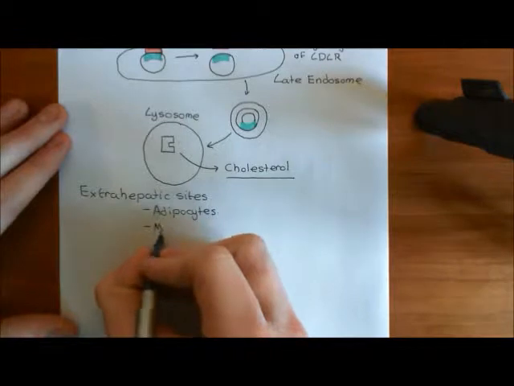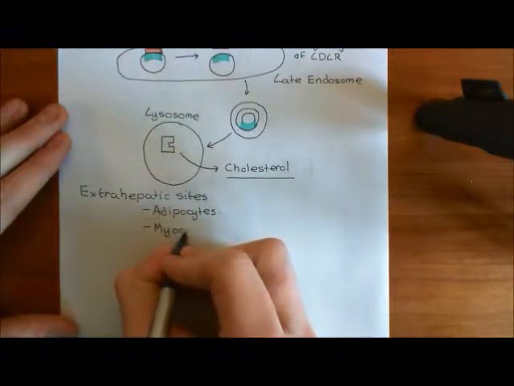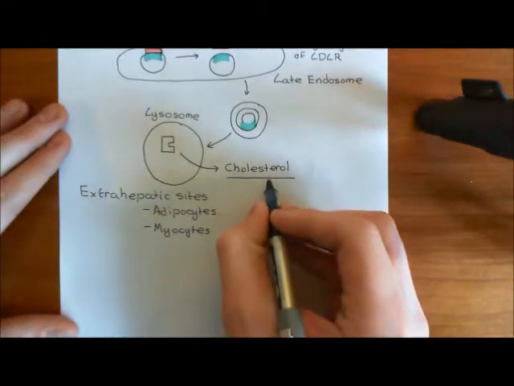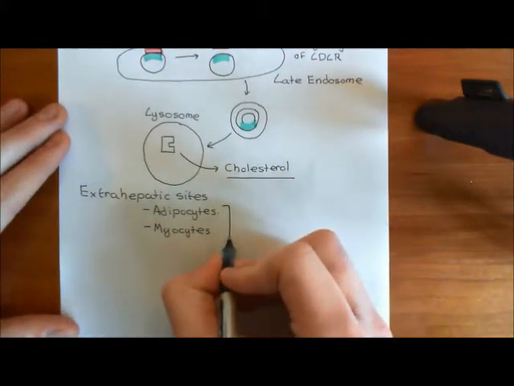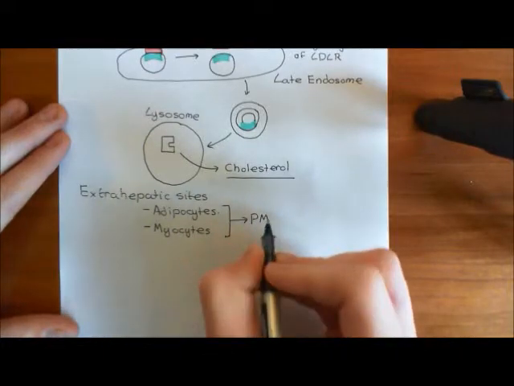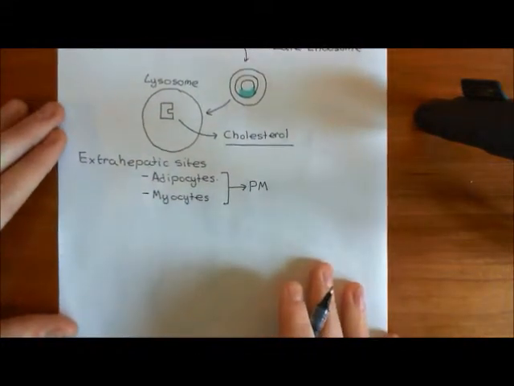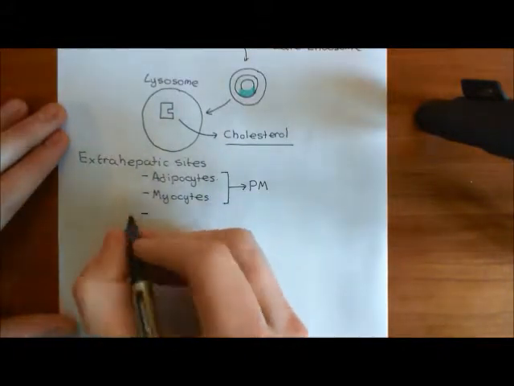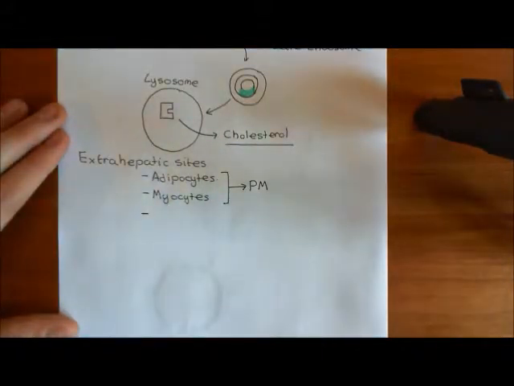Now, what do they use the cholesterol for? Well, basically, cholesterol is an essential part of the cell membrane. So these two cell types are going to be using the cholesterol to make plasma membrane. Now, a slightly more interesting example. Another extrahepatic site which has got an LDL receptor on its surface are the cells of the adrenal cortex.